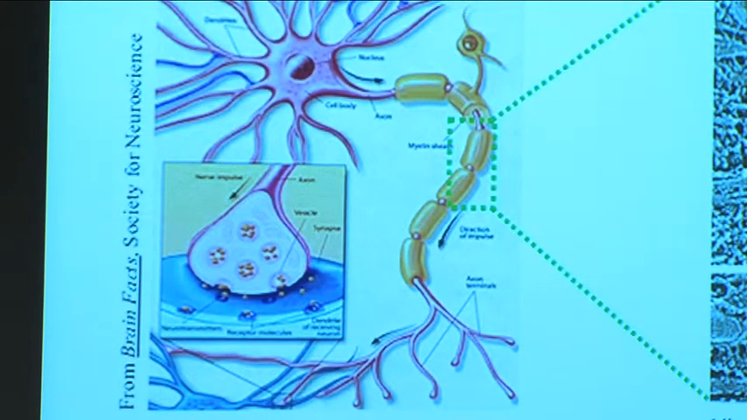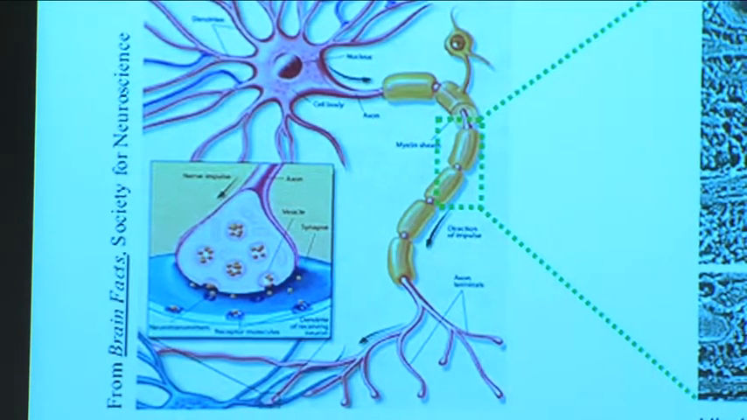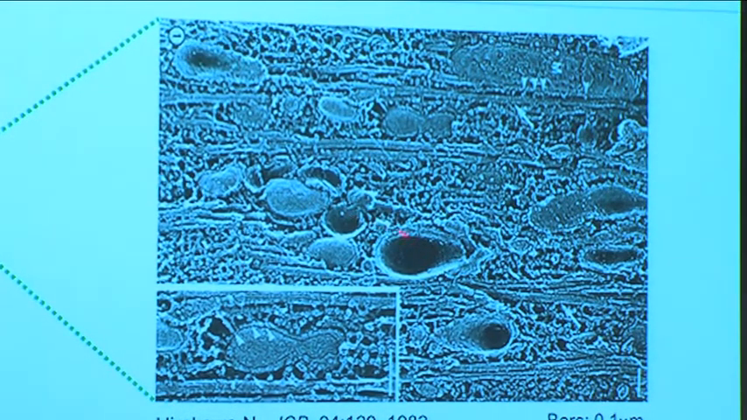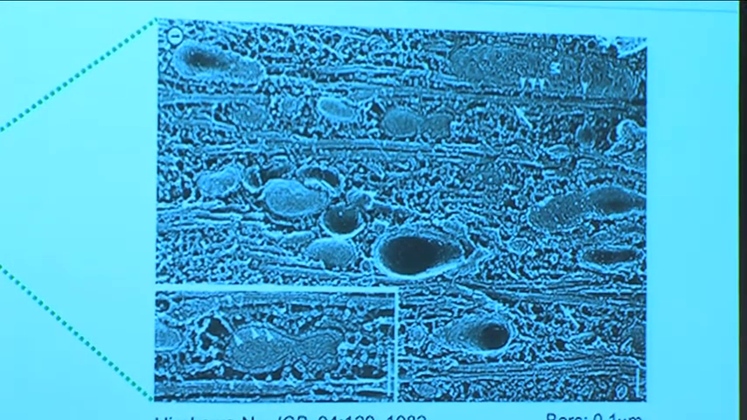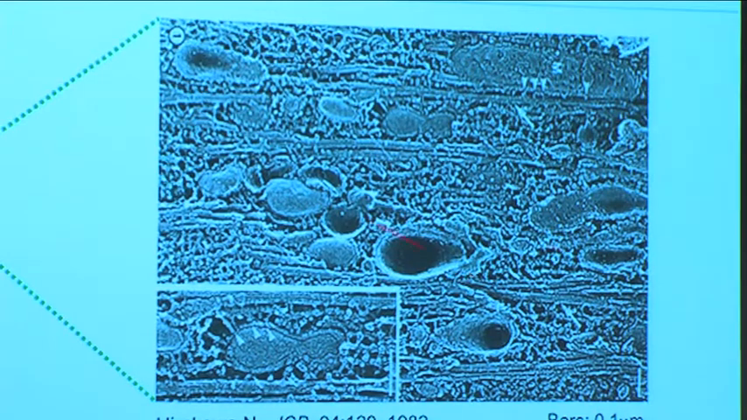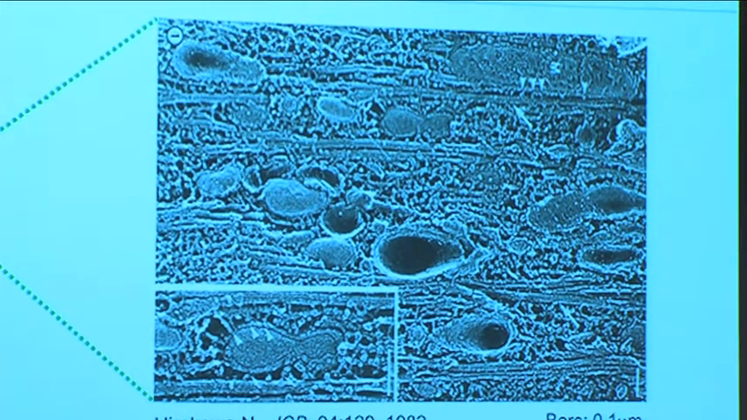Essentially, the cell takes the same strategy as we use in our society, which is to develop a highway system. And what you see here is a very nice electron micrograph taken by Nobutaka Hirokawa about 30 years ago, showing the transport of different organelles along the microtubules, and some of these we believe are mitochondria.